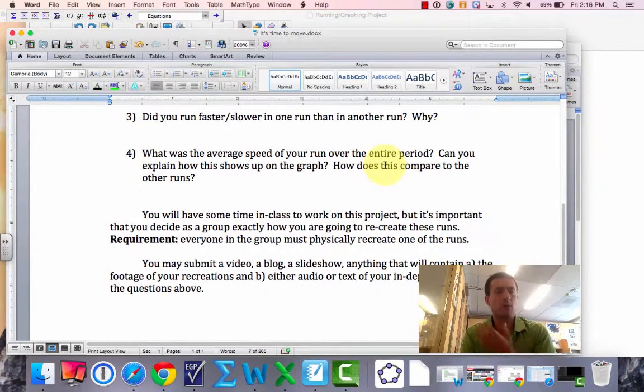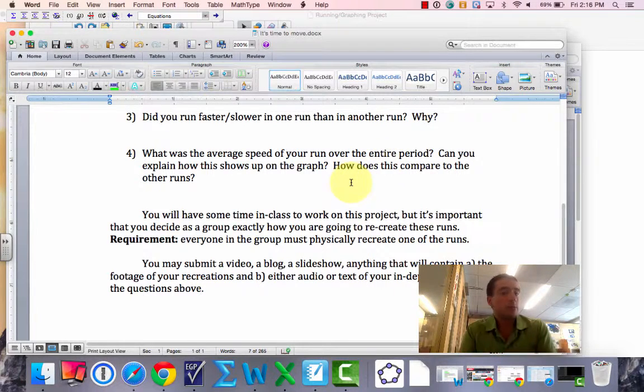We're going to have some time to work on this in class, but for this first class, when we come to class next, it's important that we, quite literally and figuratively, hit the ground running. I want people to get out there and get their footage really quickly. You're going to need some time to discuss as a group exactly how to recreate these runs, but then my goal is at least in the first period to have decided as a group how to recreate those runs and to actually videotape it. So that's really important.